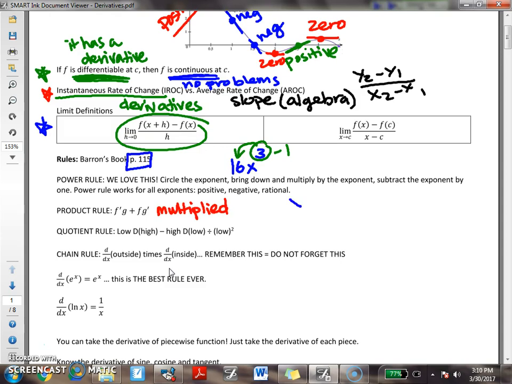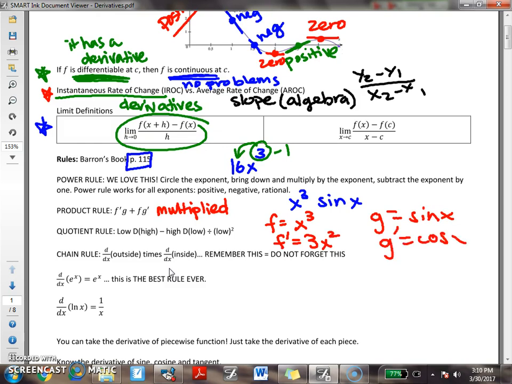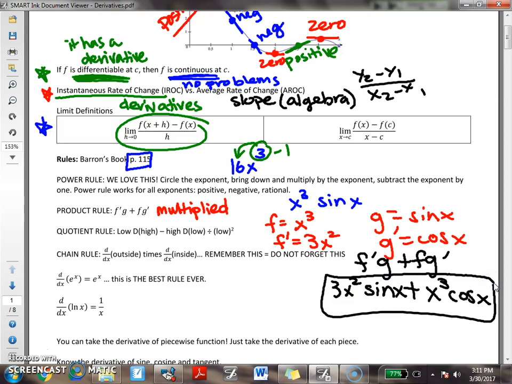Okay, so let's say we have x to the third times sine x. This is when we have to split it up, where there's an f and a g. Then we have to do f prime, which is 3x squared, and g prime, which is cosine of x. Then we have to put it together using f prime g plus f g prime, where we just follow our setup. So f prime is 3x squared, g is sine x, plus f is x to the third, times g prime, which is cosine of x. So this is a little bit long. Product rule.